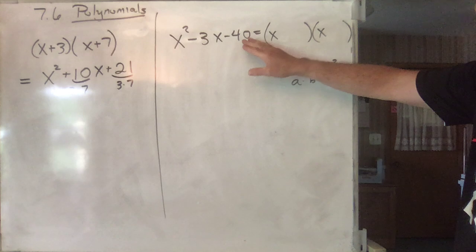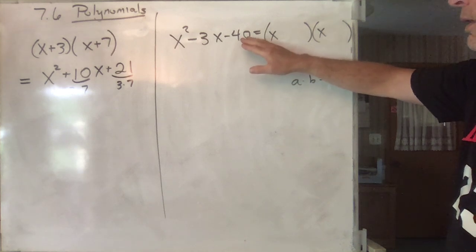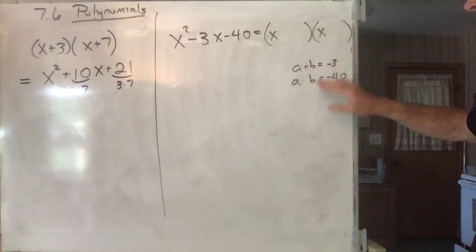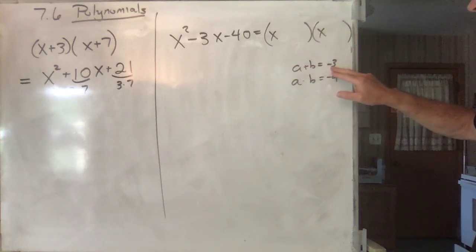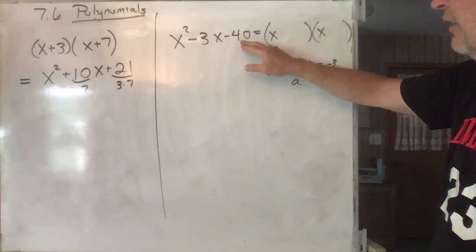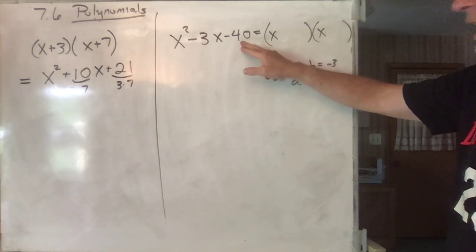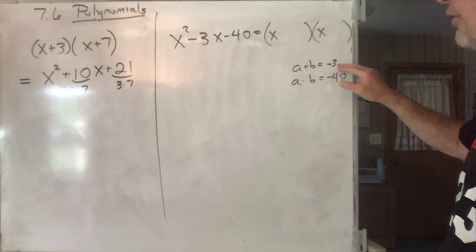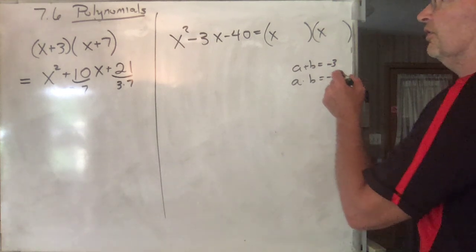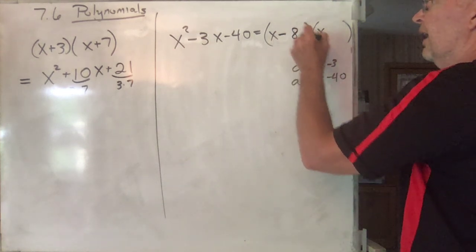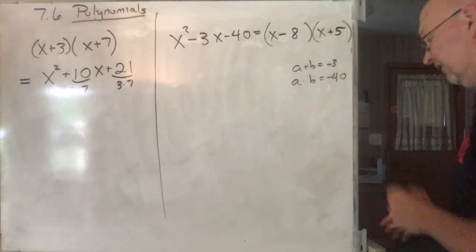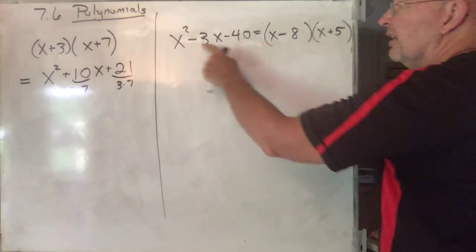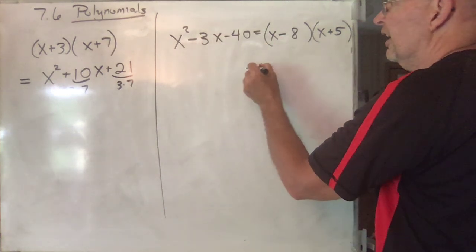20 and 2, 40 and 1, 10 and 4. I'm looking at things that are going to give me this -3. What's 10 and 4? 8 and 5. Oh, hey, 8 and 5. Look at that. 8 and 5 has a 3 between them, difference. So how about -8 plus 5? And I knew to put the -8 here because I have a negative there. So I want more negatives than positives.